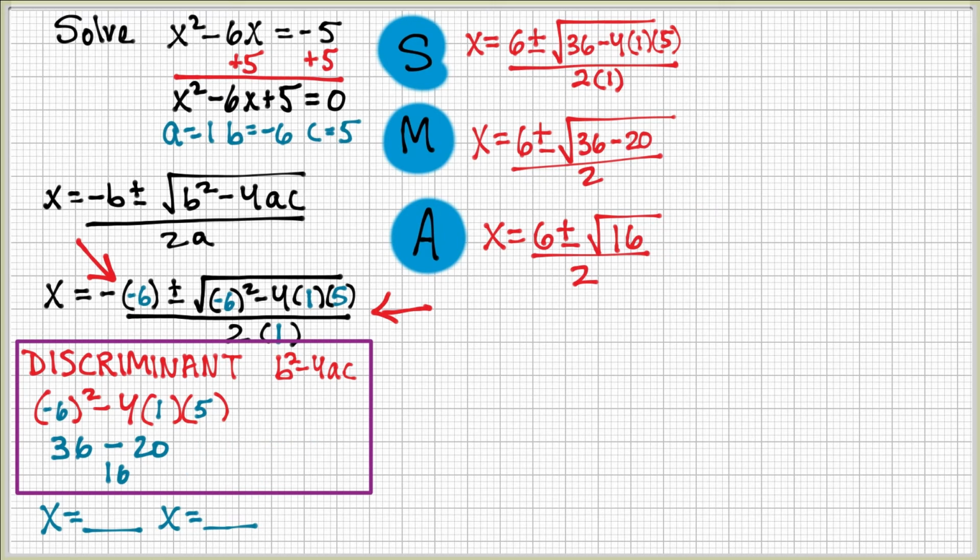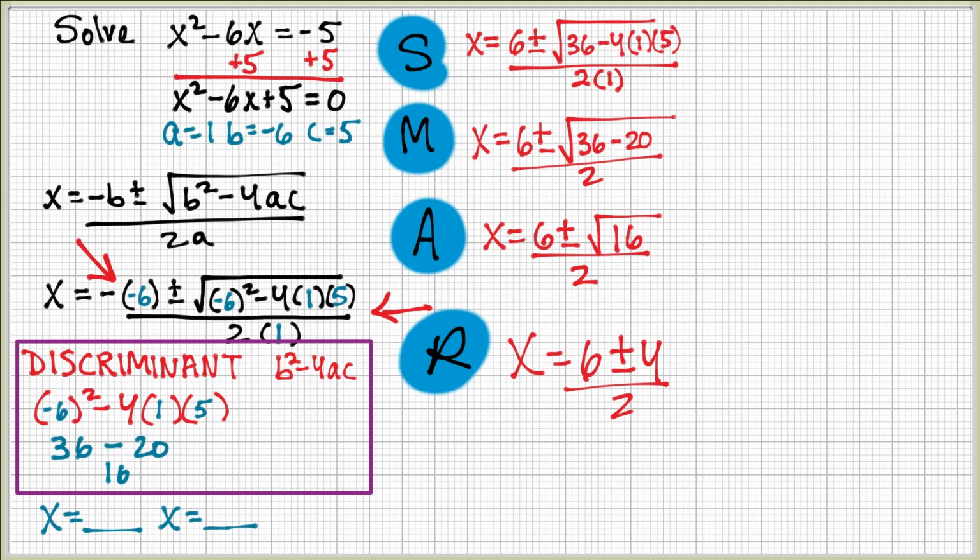Okay, smart. We're on the R step. The R step is to take the square root. So we're going to take the square root of 16, and then our problem will look like this. So we have x equals 6 plus or minus 4, all over 2. So we're smart. The last step is to do it twice.